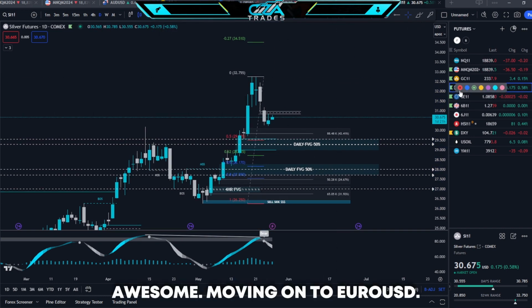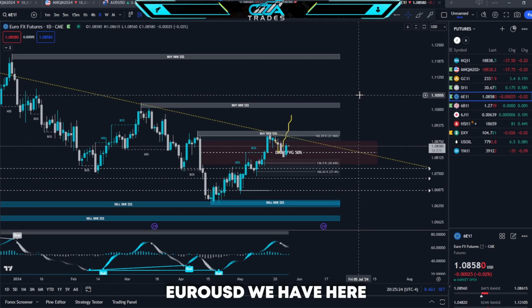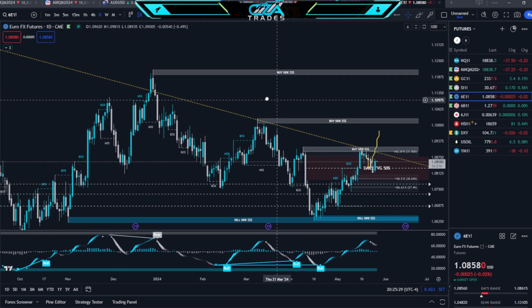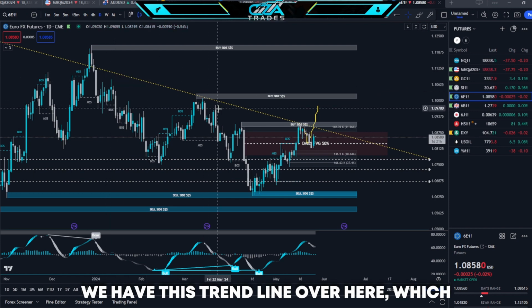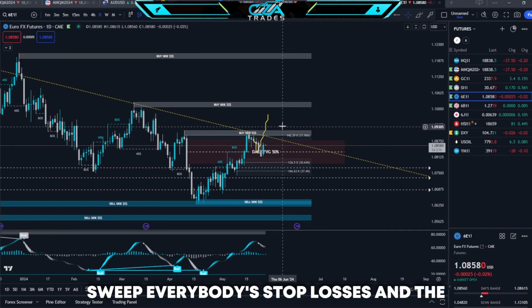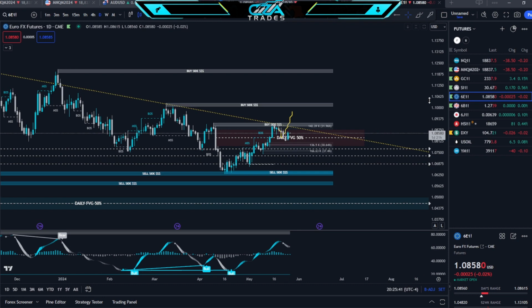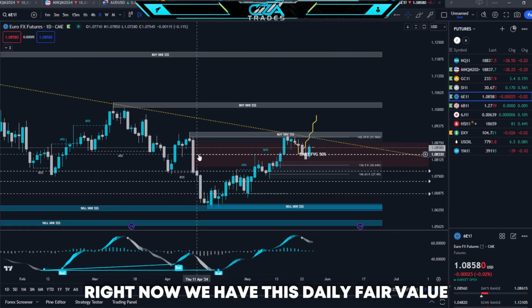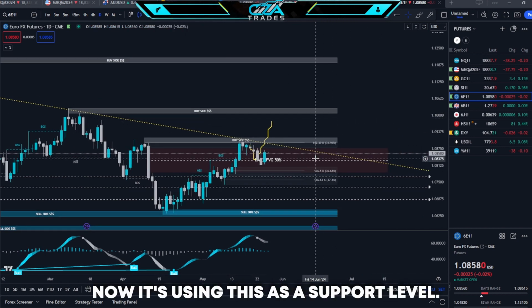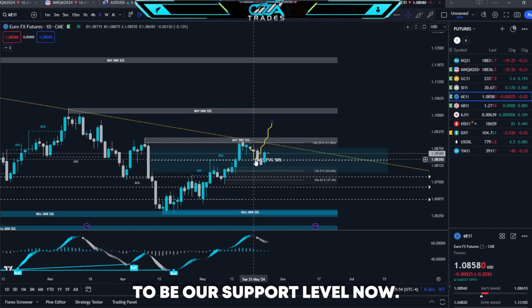Awesome. Moving on to Euro USD. Euro USD, we have here this daily fair value gap. We have this trend line over here, which I'm expecting this trend to break. Sweep everybody's stop losses, and then continuation to the downside. Right now we have this daily fair value gap here, broke through, disrespected it. Now it's using this as a support level. We're going to convert this as a bullish fair value gap on the daily. That's going to be our support level now.